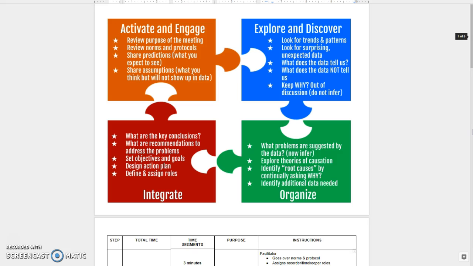And this is also the time that we want to define and assign roles, whether it be gathering more data or just specific jobs for people to have for the next meeting or in the entire action plan.